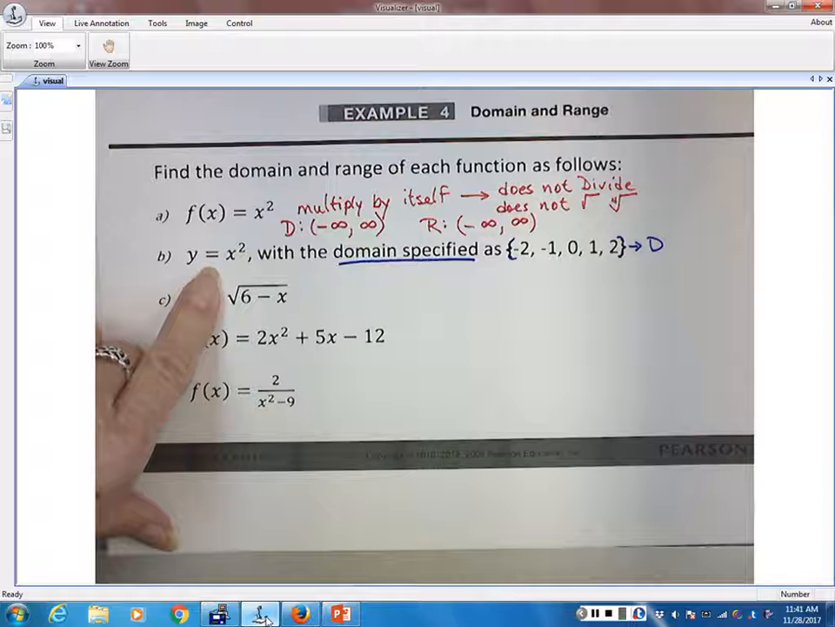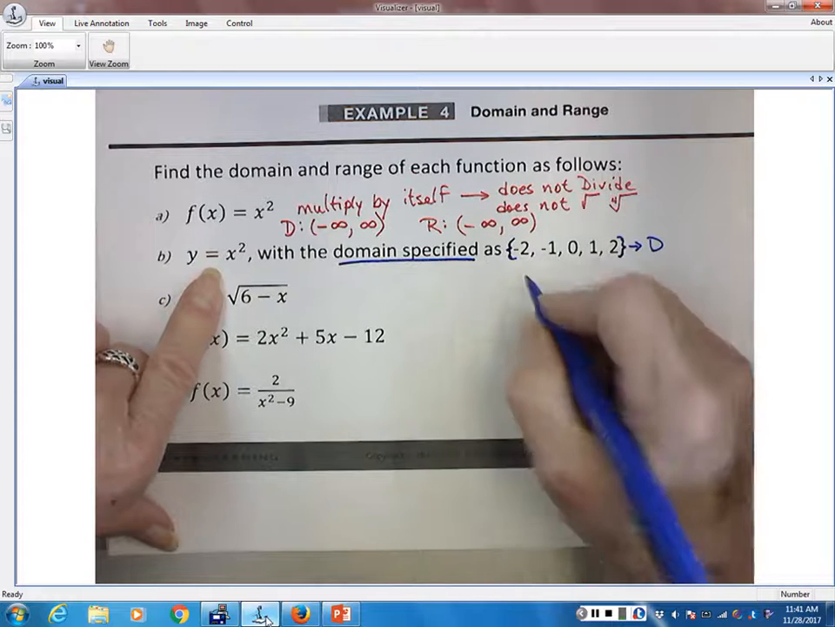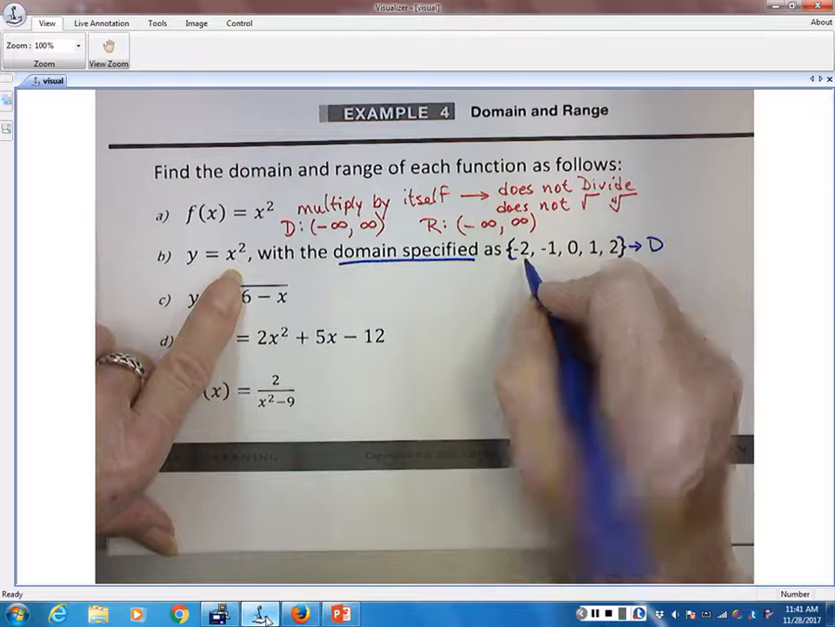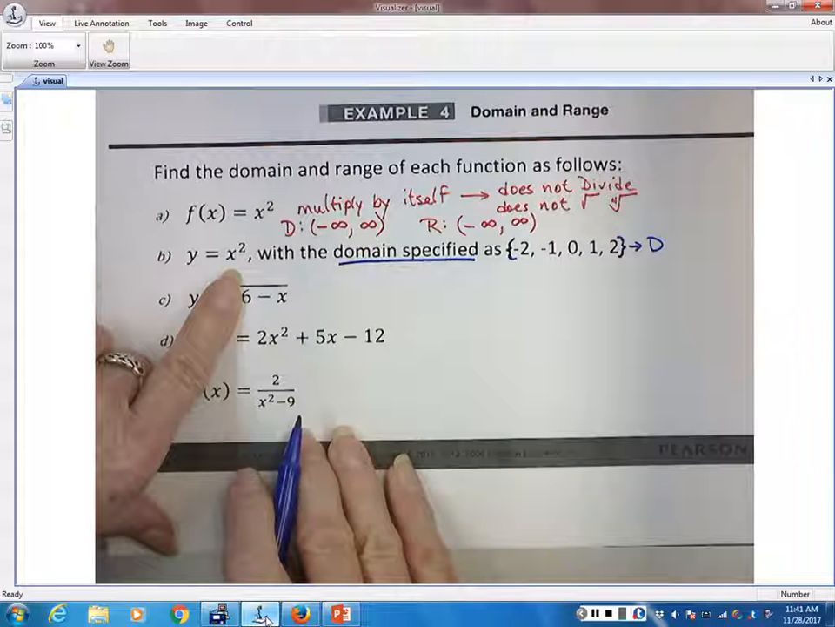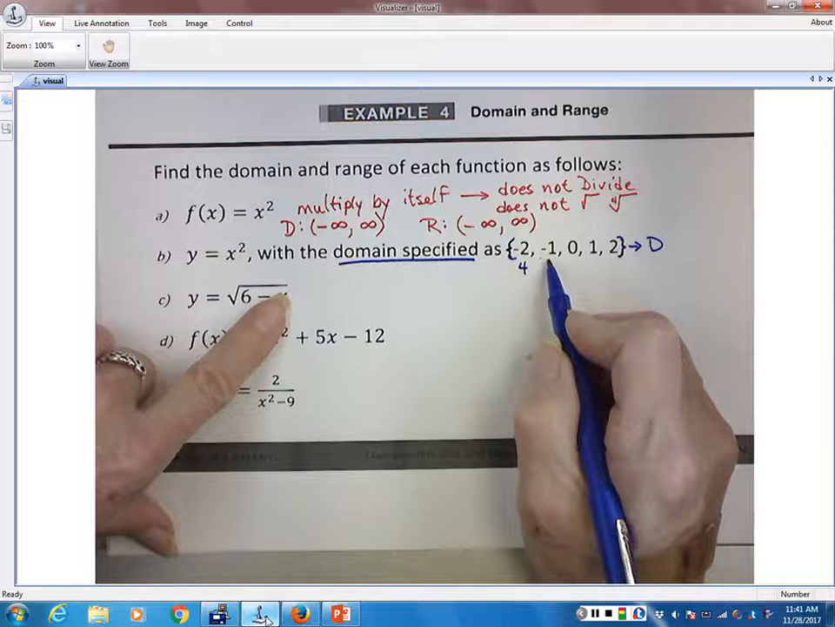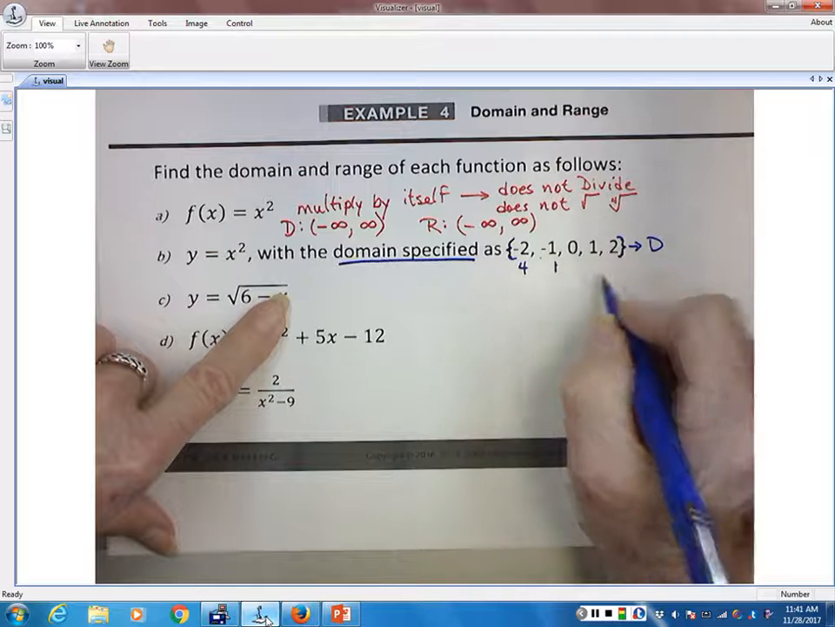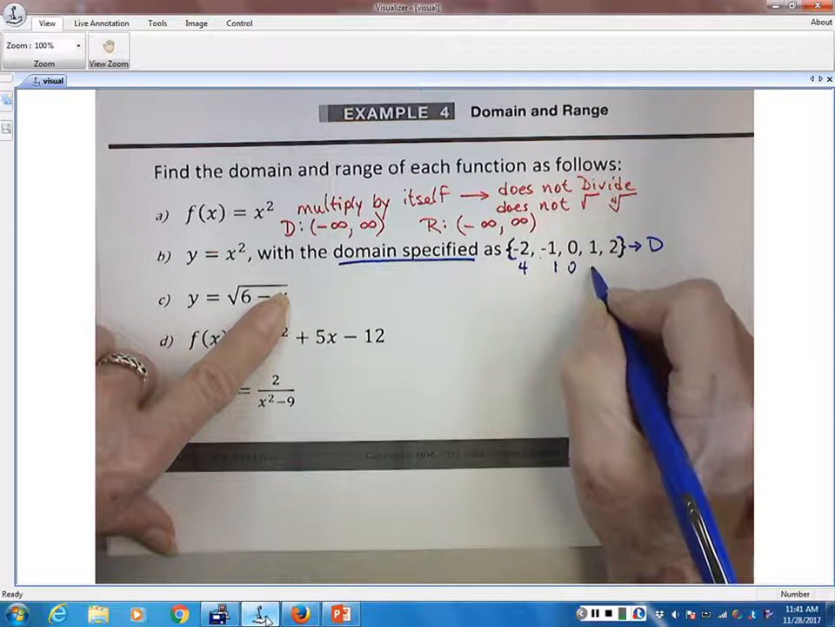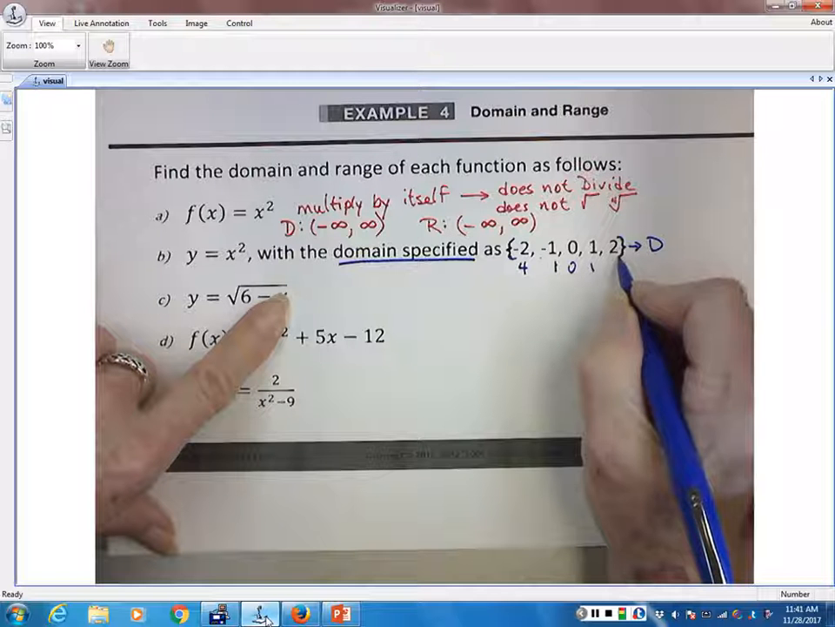Okay. What happens if I square negative 2? You get 4. What happens if I square negative 1? You get 1. What happens if I square 0? What happens if I square positive 1? What happens if I square 2?